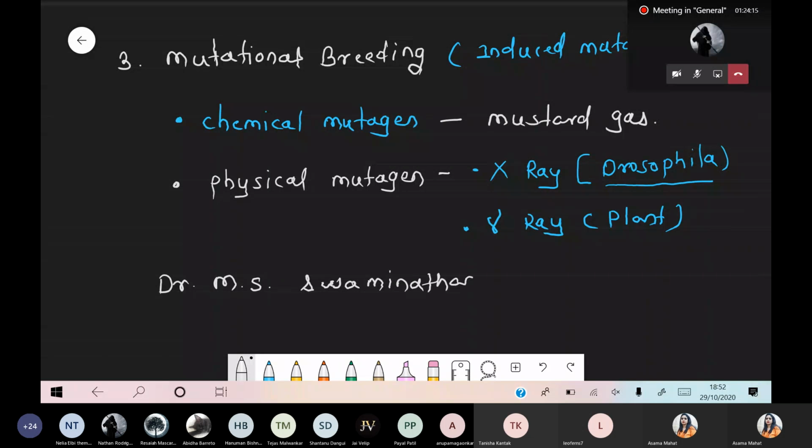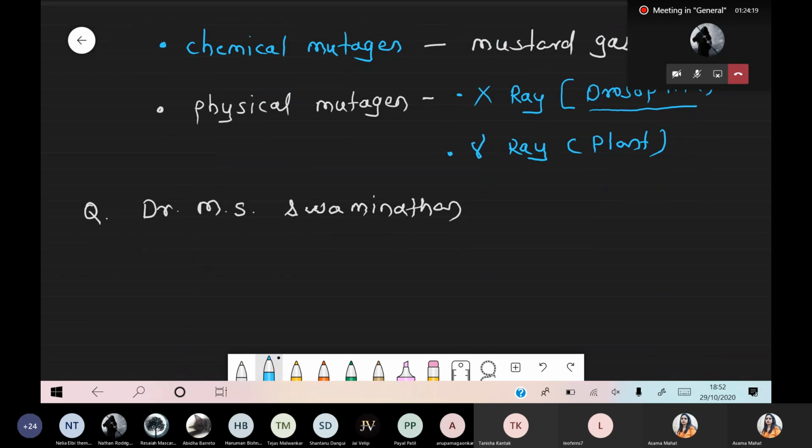One question from this point, okay? Dr. M.S. Swaminathan was basically the pioneer, the first man, for the plant mutation breeding program. The plant mutation breeding program. This scientist, Swaminathan, first checked whether yes, it is possible or not.